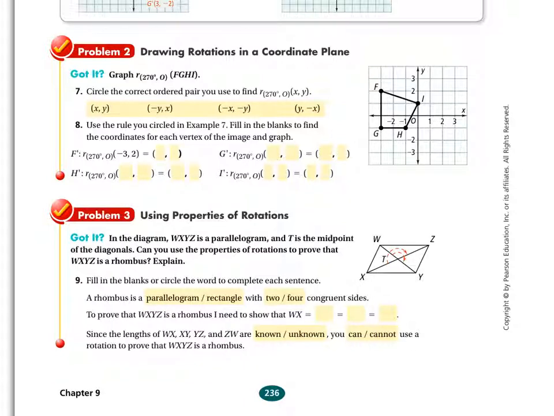Look at number 7. Circle the correct ordered pair you use to find a rotation of 270 degrees. So which one is that? The first, second, third, or fourth one? The third? It's the fourth. Look at what's above. We're doing a 270-degree turn about the origin.